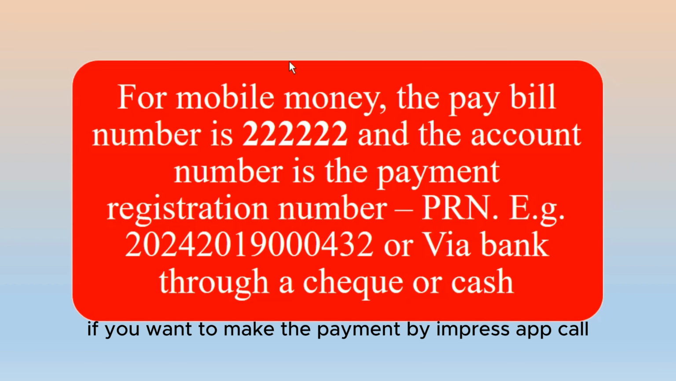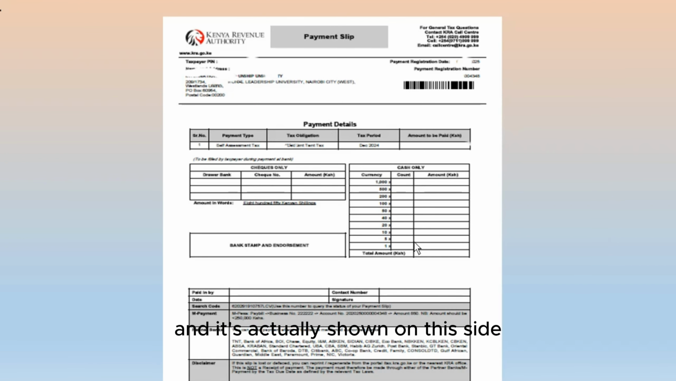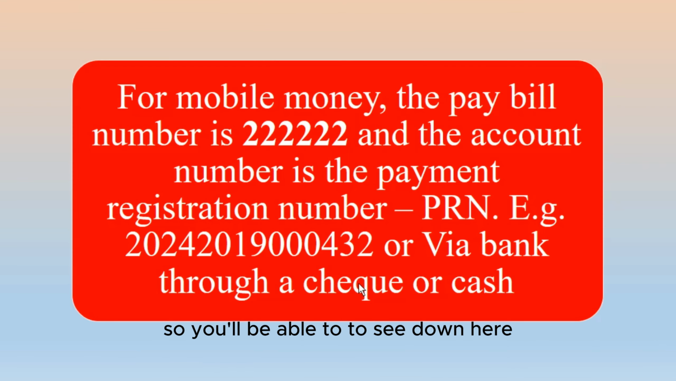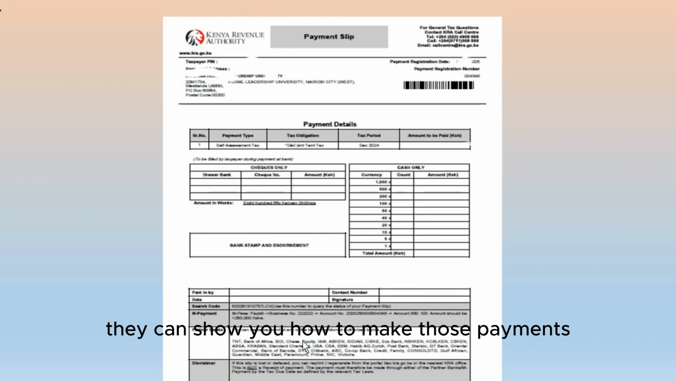So there's a code here that really is required for making the payment. If you want to make the payment by M-Pesa, of course, there's a pay bill, and it is actually shown on this side. You'll be able to see down here, there are M-Pesa payment details, 222. You enter the account as the PRN you get from the top here, and you proceed and close. Partner banks are there, and they can show you how to make those payments.